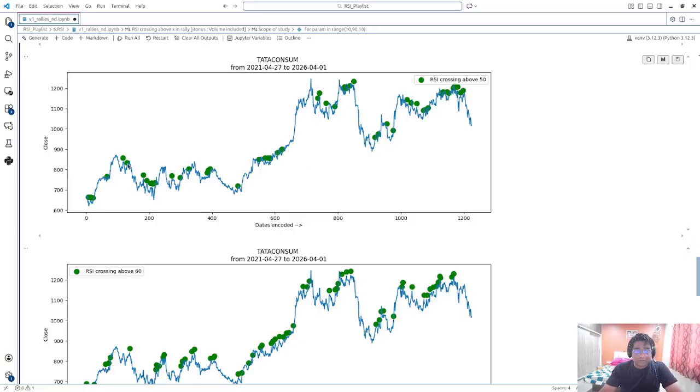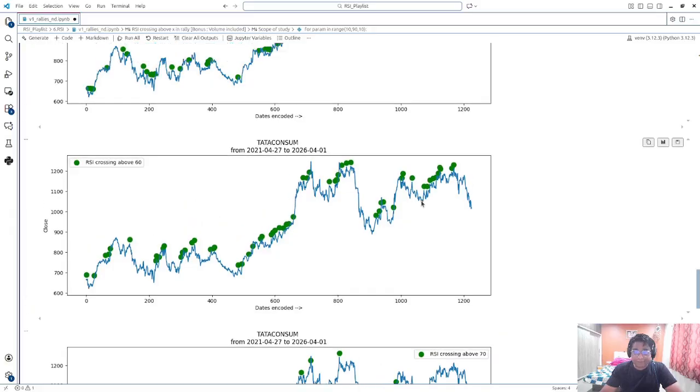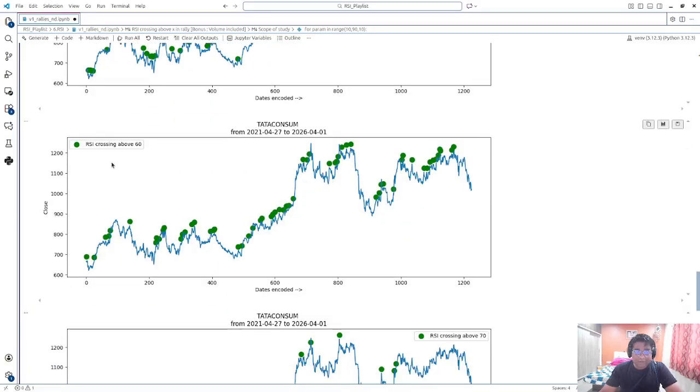Okay, so you can see here. Yes, this seems pretty much conclusive. RSI crossing above 60. You can see, when the RSI crosses above 60, the market is either in the bullish phase or at the distribution phase, except here and here. Only two readings are on the correction side.